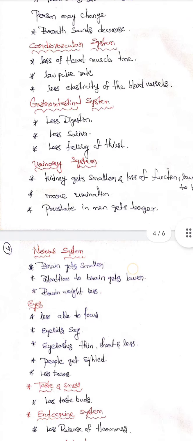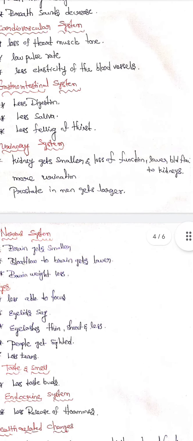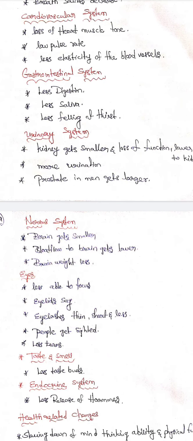Next, the urinary system. Kidneys get smaller and lose function, with lower blood flow to the kidneys. The kidneys will not function properly in aged people. Next, more urination. They will urinate more times, and we can observe that old age people always go more often. They cannot control their urine.